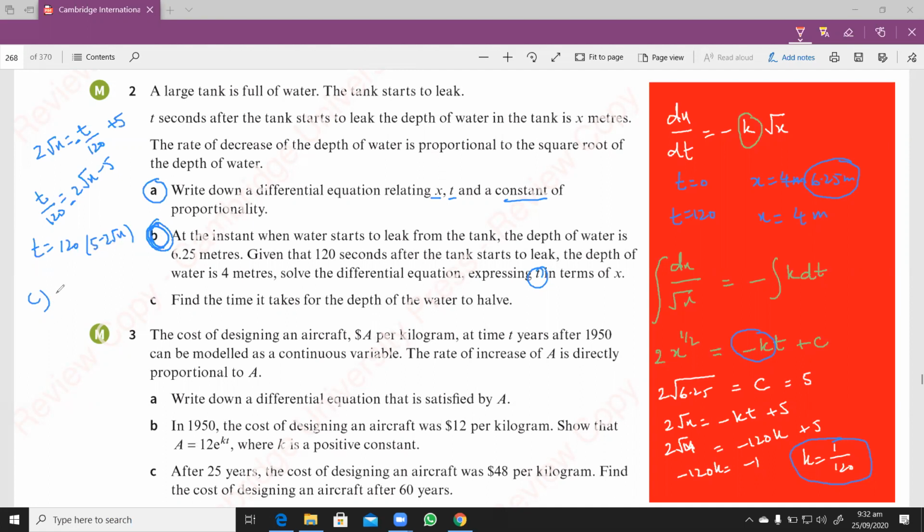Okay, so this time is going to be 120 into 5 minus 2 under root 3.125. So did anyone calculate this time? What is that time? Sir, 176. 176 seconds. Okay, thank you, beta. So that is how we solve a complete question on differential equation.